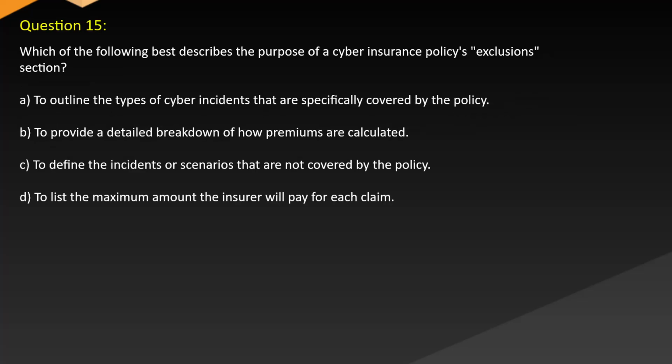Question 15. Which of the following best describes the purpose of a cyber insurance policy's exclusions section? A. To outline the types of cyber incidents that are specifically covered by the policy. B. To provide a detailed breakdown of how premiums are calculated. C. To define the incidents or scenarios that are not covered by the policy. D. To list the maximum amount the insurer will pay for each claim.